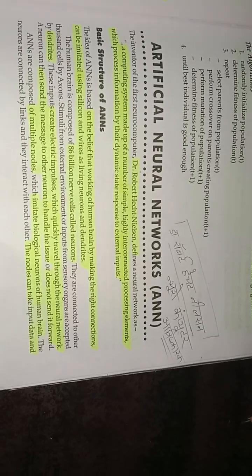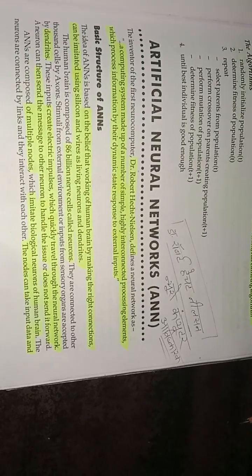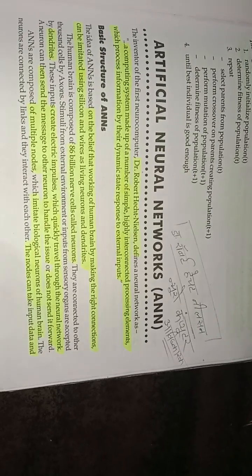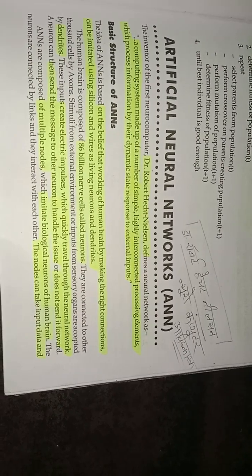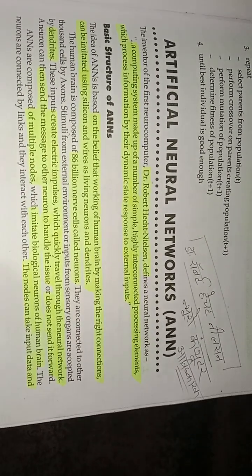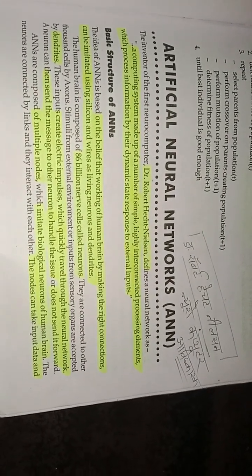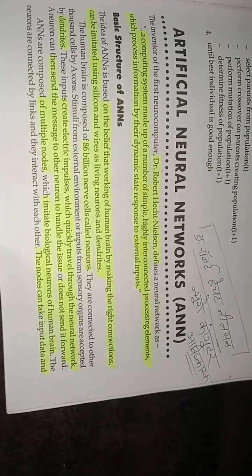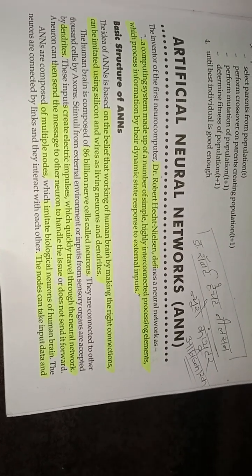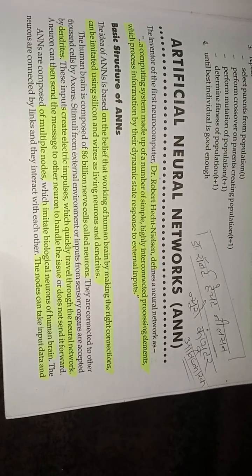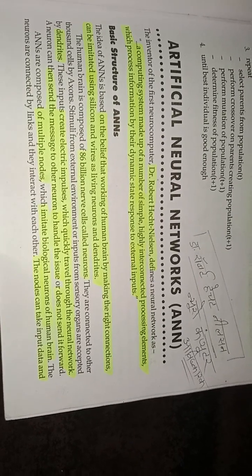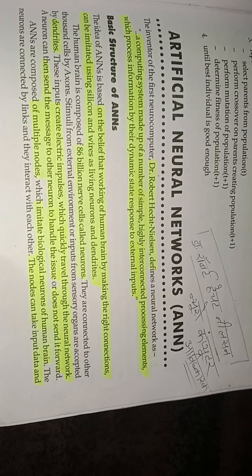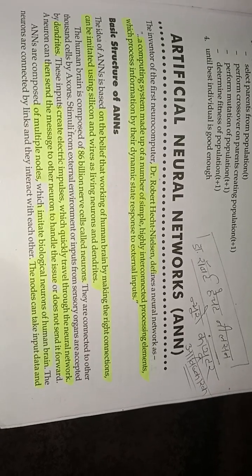Hecht-Nielsen defines a neural network as a computing system made up of a number of simple, highly interconnected processing elements, which process information by their dynamic state response to external input.